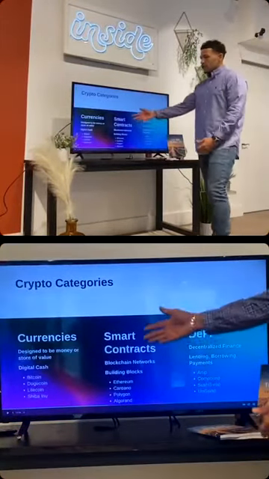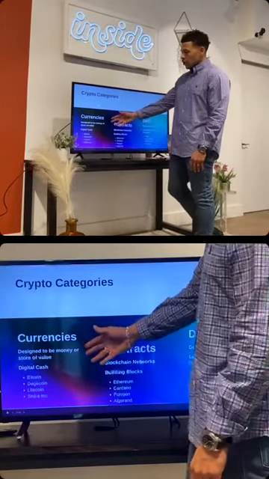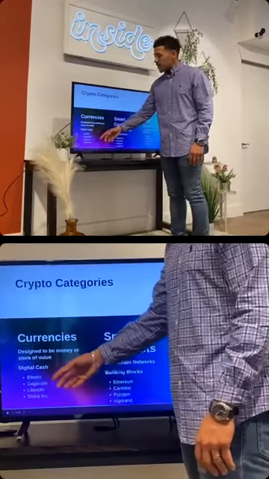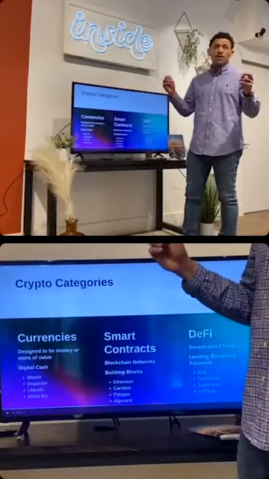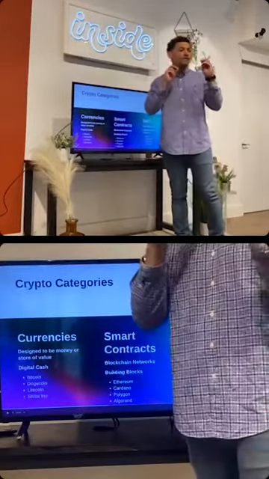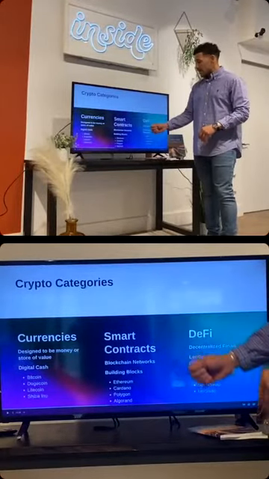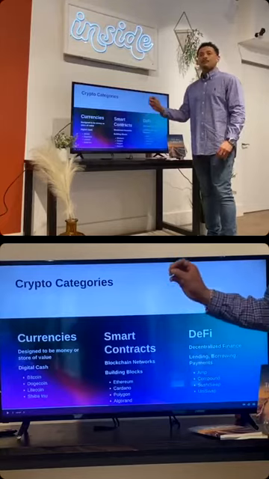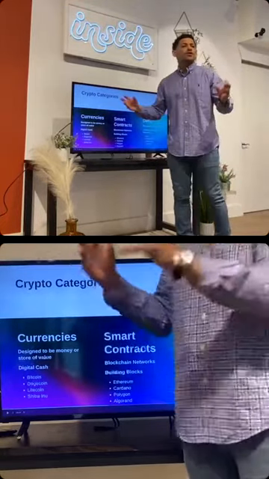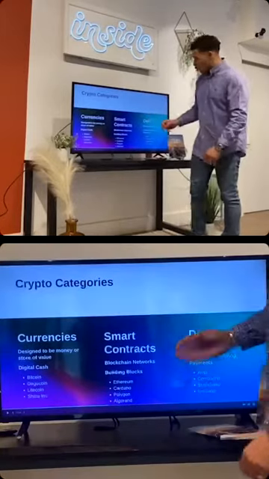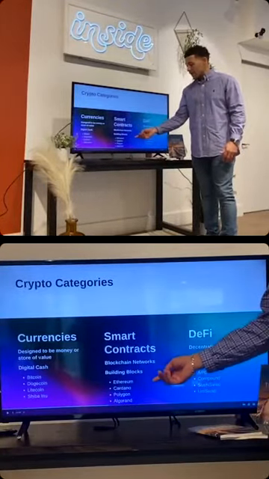So the main categories of crypto are the currencies. Your currencies are your Bitcoins and your Dogecoins and your Shiba Inus. These are, theoretically, designed to be used as money. Then you have smart contracts. These are blockchain networks that allow new developers to create new apps. One of the most popular smart contracts is Ethereum.